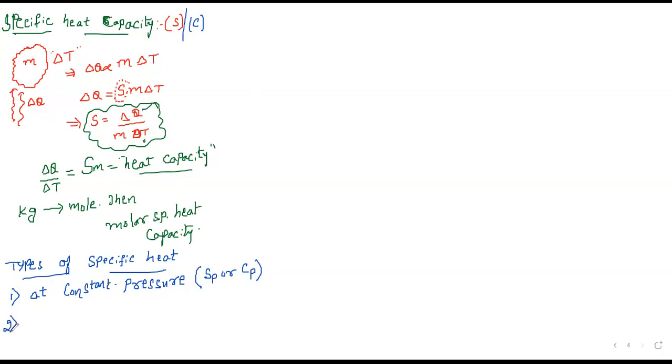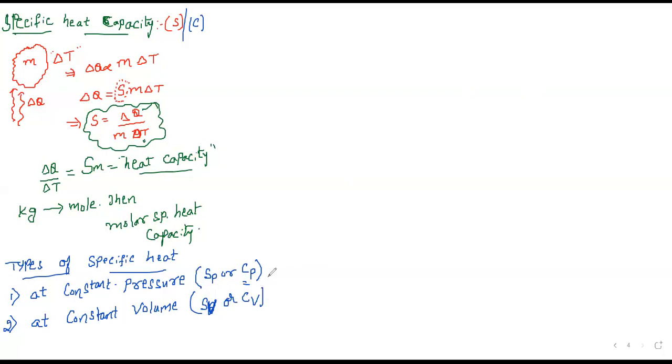The second one: if you supply the heat energy at constant volume, then it is considered the specific heat at constant volume, denoted by the letter SV or Cv. So what does Cp represent? Specific heat at constant pressure. And what does Cv represent? Specific heat at constant volume.